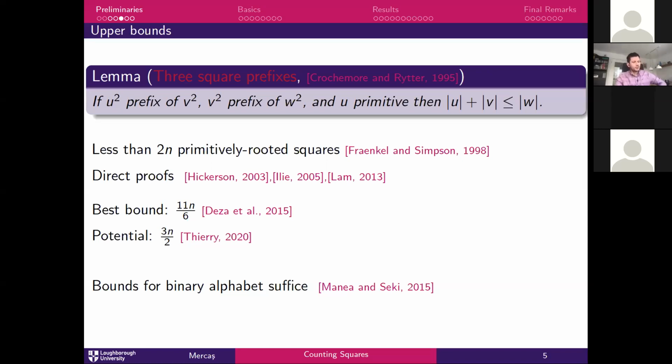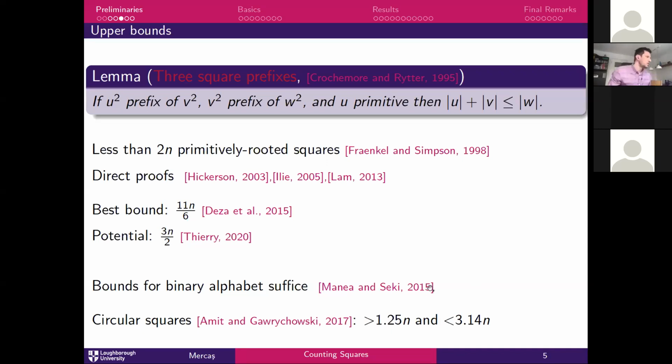And then with respect to distinct squares, there's also a paper of Amit and Gabrikovsky from 2017, which looks at circular squares, at distinct squares in circular words. What they showed in this paper, which is quite nice and uses some nice combinatorial properties, is that if you're looking at circular words, then the lower bound on the number of distinct squares is going to be at least 1.25n, while the upper bound is going to be 3.14n.